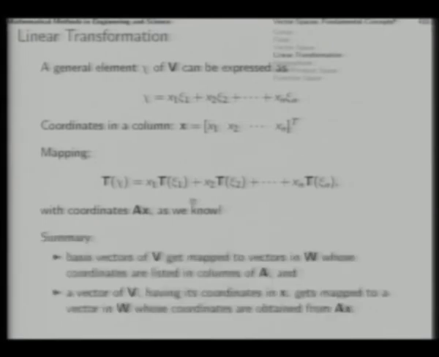So, thus we find that the basis vectors of V, the domain of the linear transformation, get mapped to vectors in W whose coordinates are listed in columns of A, the matrix, and a vector in V having its coordinates in X will get mapped to a vector there in W whose coordinates will be obtained from the matrix vector product Ax.